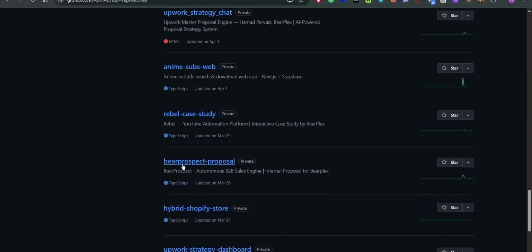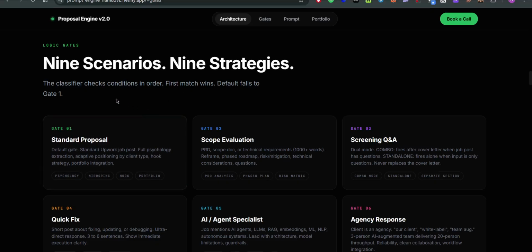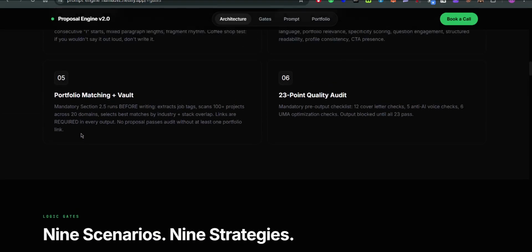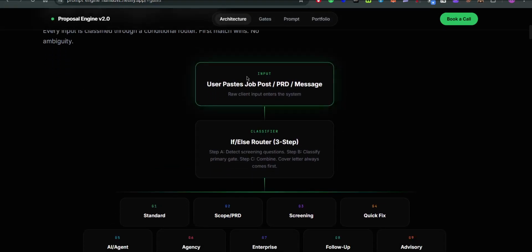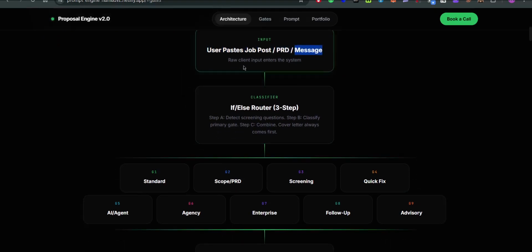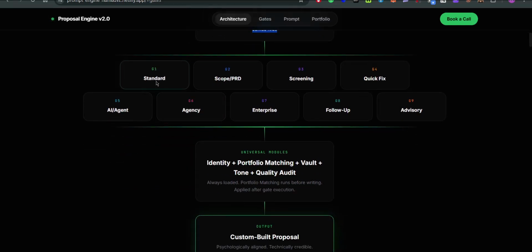So yeah, here is a prospect proposal. What I have made so far is that it goes through 9 scenarios, 9 strategies. These are the gates. Let me just show you first the whole mermaid diagram of it. So the user inputs the job description, PRD, or a message from the client, the raw input enters the system. If-else router, step A, detect screening questions, step B, classify the primary gate, step C, combine. The cover letter always comes first. So it's standard, scope, PRD, there are different versions of it, which is the main 9 gate.